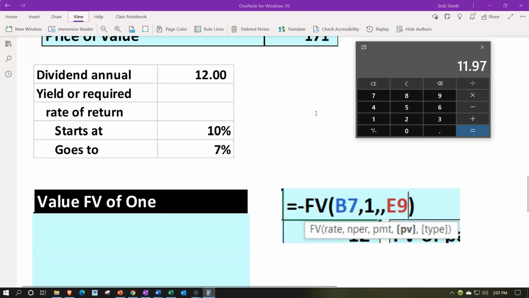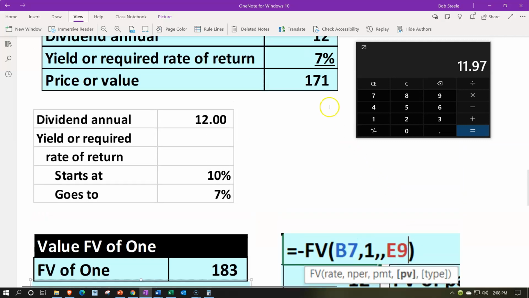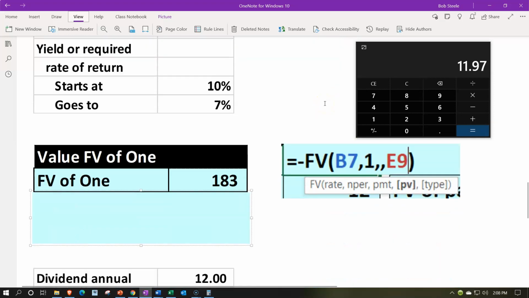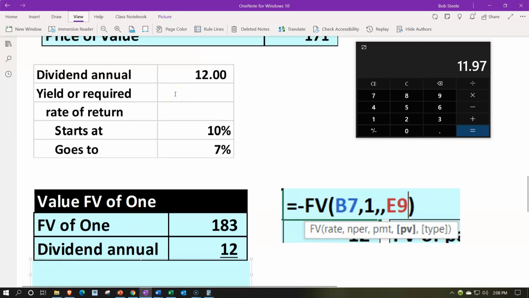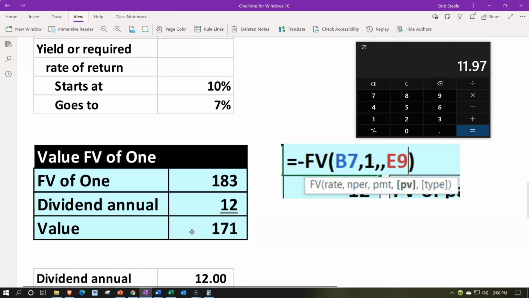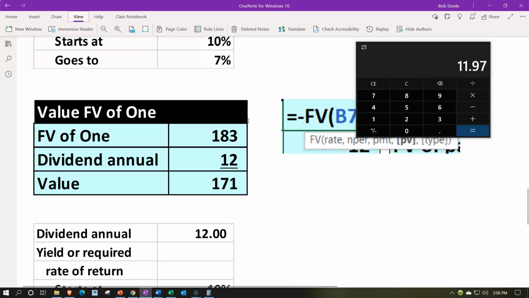So then let's go on down. If you worked it a few different ways with our future value calculations as we did before, if we had the future value of 1, you can expect the rate is now the 7%, number of periods now 1 period out, then the present value we're going to pick up the 171. That would give us the 183, the expected future value. If we compare that to the $12 dividend that we're going to be paying, subtracting that out would give us the 171, once again, the price. So you can work this a couple different ways in your mind.